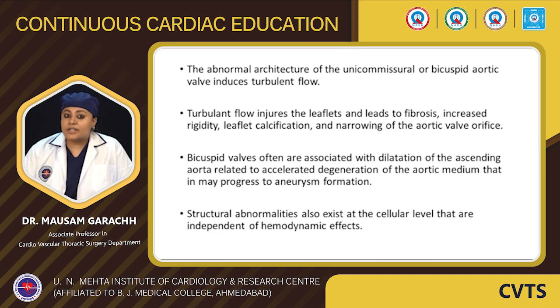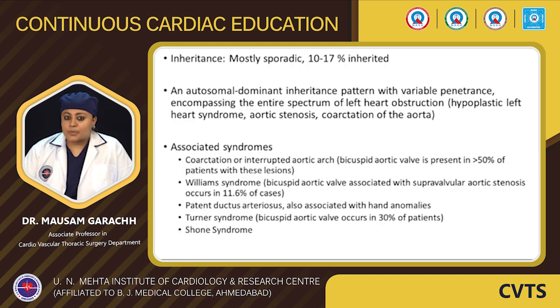Structural abnormalities also exist at the cellular level that are independent of the hemodynamic effects. Inheritance is mostly sporadic; in 10 to 17% it is inherited. Inheritance is autosomal dominant with variable penetrance, encompassing the entire spectrum of left heart obstruction, that is hypoplastic left heart syndrome, aortic stenosis, and coarctation of the aorta. Associated syndromes can be coarctation or interrupted aortic arch, Williams syndrome, patent ductus arteriosus also associated with hand anomalies, Turner syndrome, and Shone syndrome.